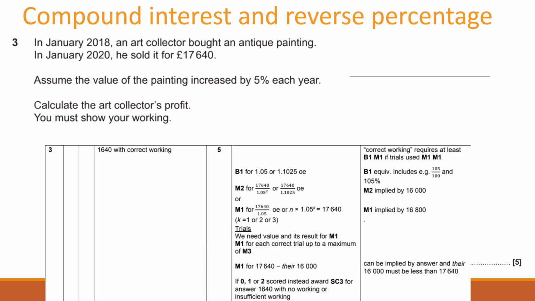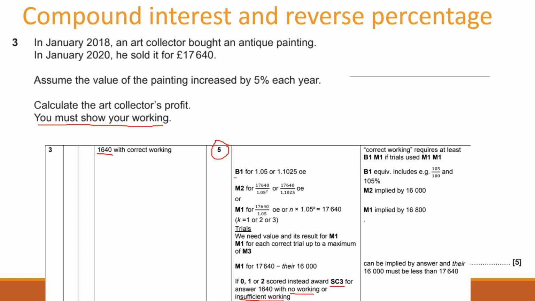The mark scheme shows us that the answer is 1,640 with the correct working, and the total number of marks here is 5 marks. Now down the bottom it says SC3 for answer 1,640 with no working or insufficient working, which basically means you can only get a maximum of 3 marks for this question if you just wrote down the answer. You cannot get the full 5 marks even if you got it correct, because in the question it says you must show your working. So if it says you must show your working, you must do what it says.